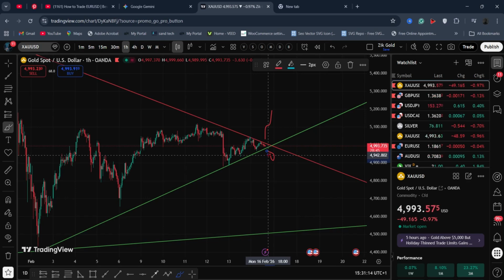Once you see that price has broken through, always wait for confirmation. Wait for the price to close. Once the price has closed above or below, and another candlestick opens and is going up or down, it's giving you a signal for you to buy or sell.